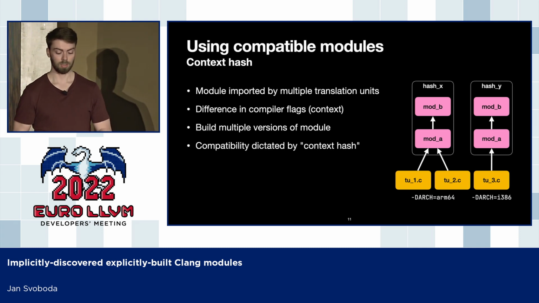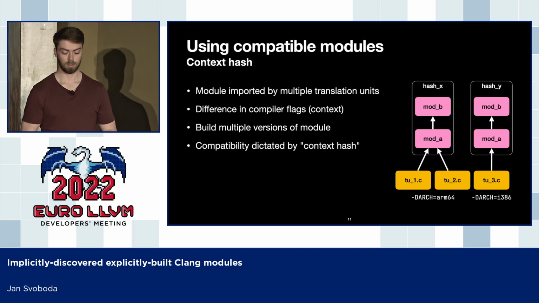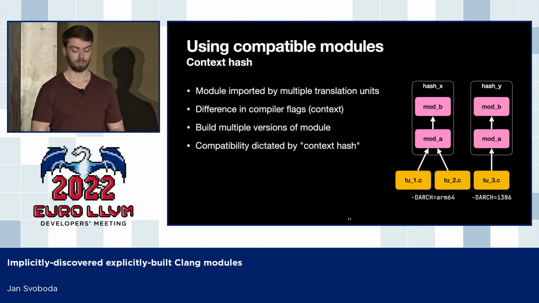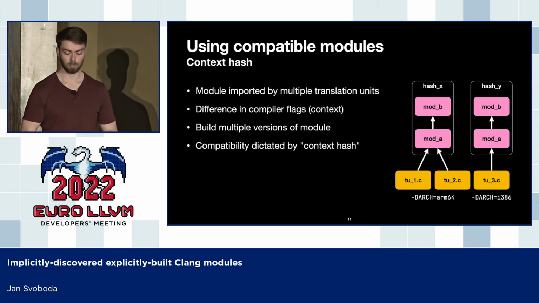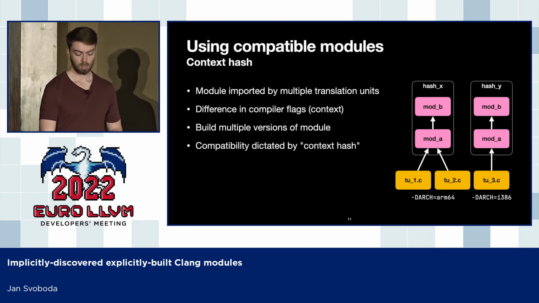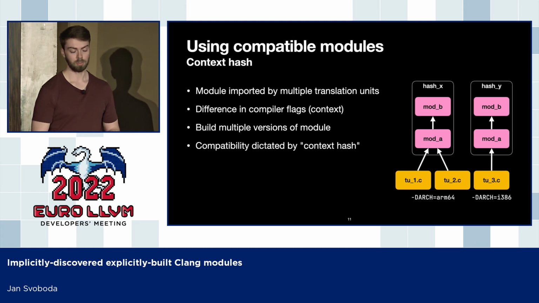For each translation unit, we need to make sure the modules it imports are compatible, that they obey those flags. The compiler can't build a module that's universal and that satisfies all possible flag combinations. This forces the compiler to build multiple versions of the same module. Compatibility between modules is dictated by the context hash, which is just a hash of the compiler flags.